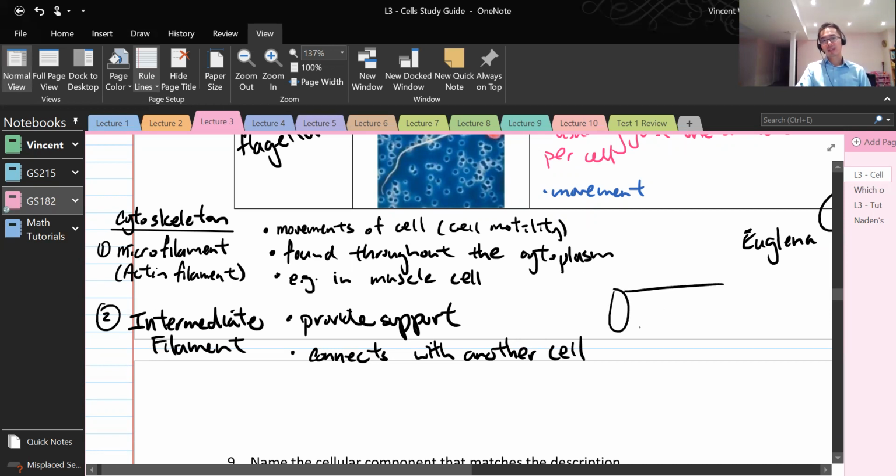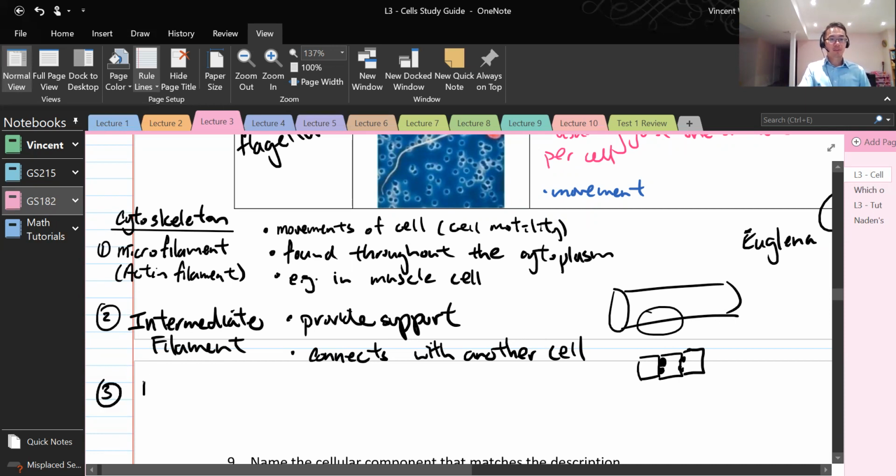Imagine your intestine, right? Like this is your intestine. If you zoom in on the cells on the wall, these cells need to glue to each other, right? We don't want the stuff to seep through the gaps between the cells. So you want to glue them together. And that's what the intermediate filaments are for.